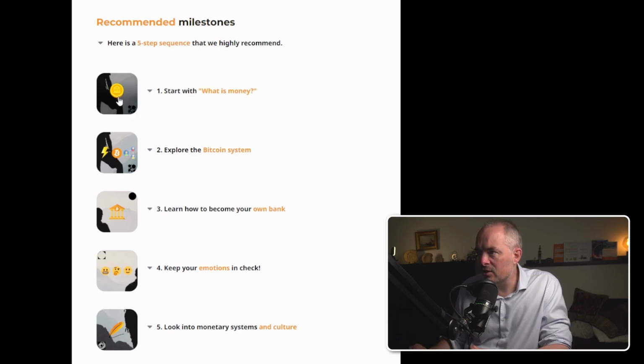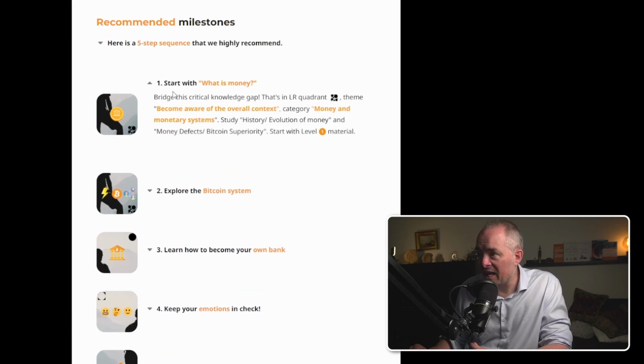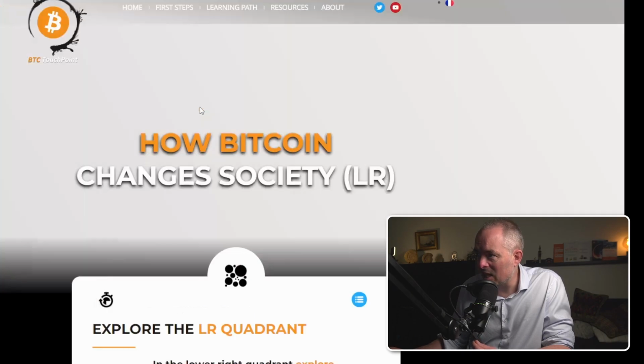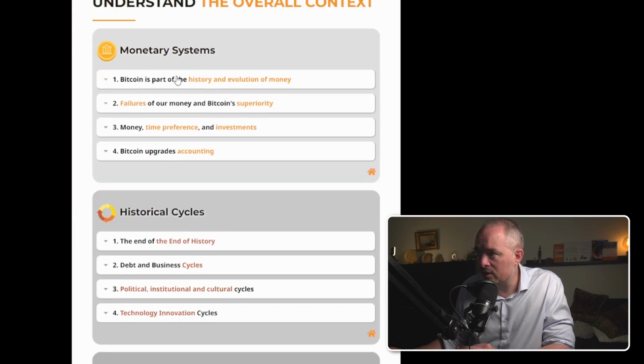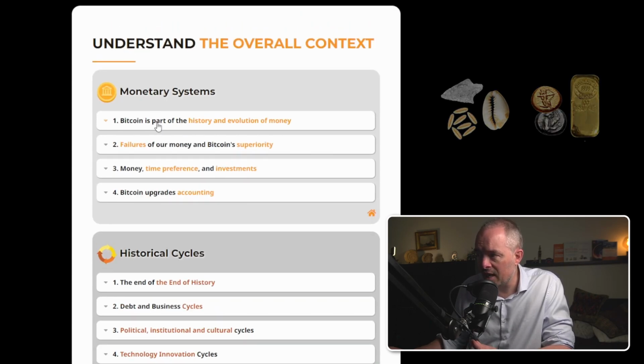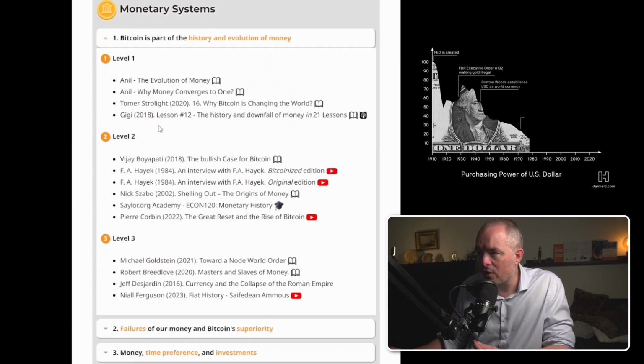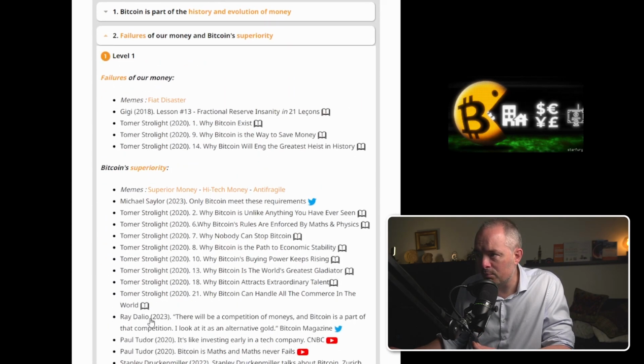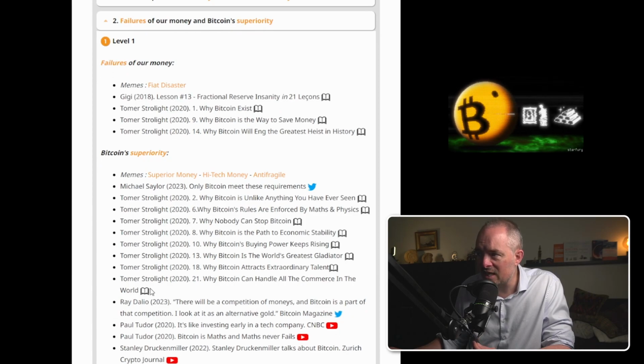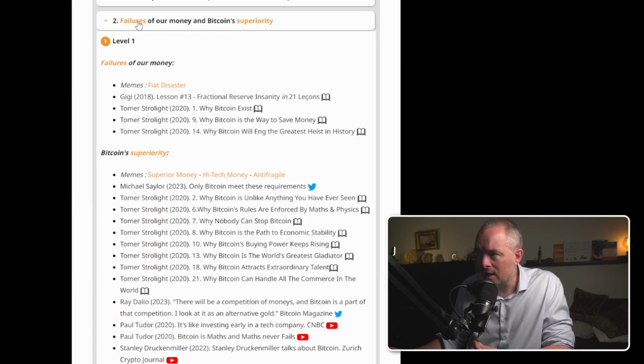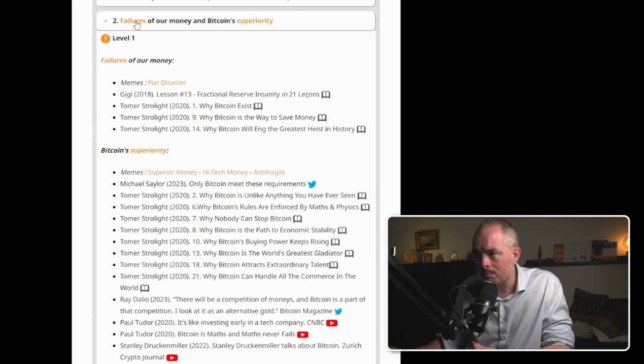Start by asking yourself, what is money? And to answer it, go to the bottom right quadrant under the theme Become Aware of the Overall Context. Select the subject Monetary Systems, and then look into the 2 concepts: Bitcoin is part of the history and evolution of money, and failures of our money and superiority of Bitcoin. Then you want to study level 1 contents first and delve deeper if you like it.